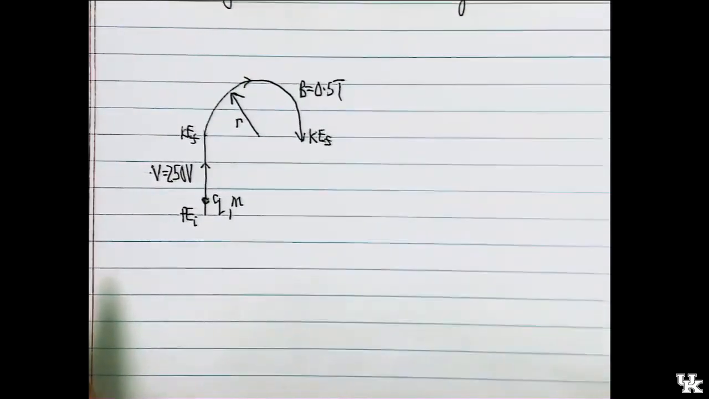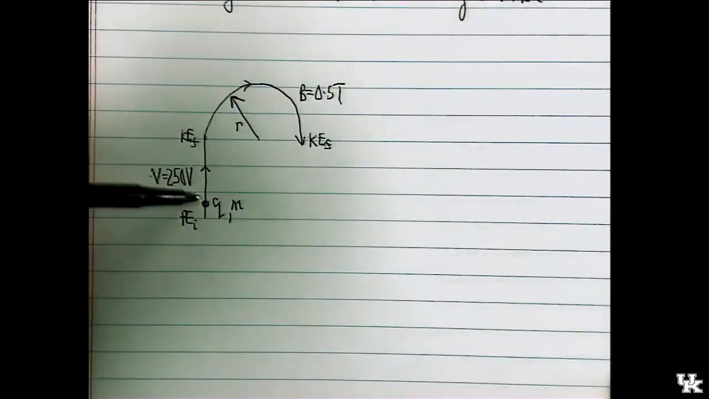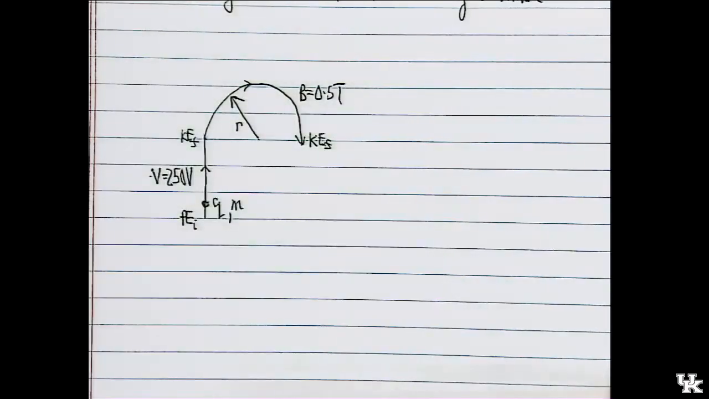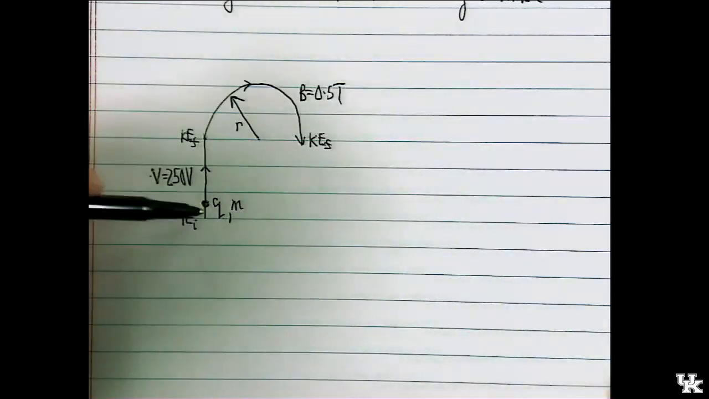Here's my sketch. Over here is the charged particle, initially, Q over M, Q and M. Those are its charge and its mass. This straight section here is the electrical acceleration.